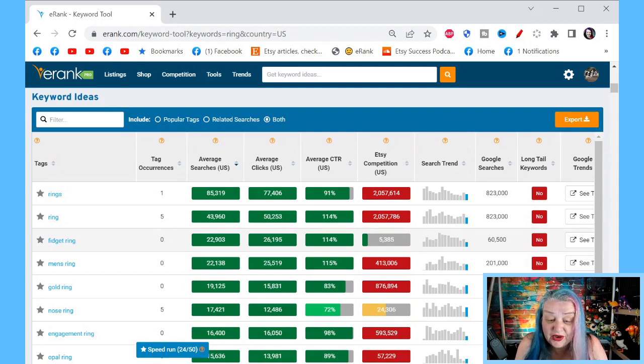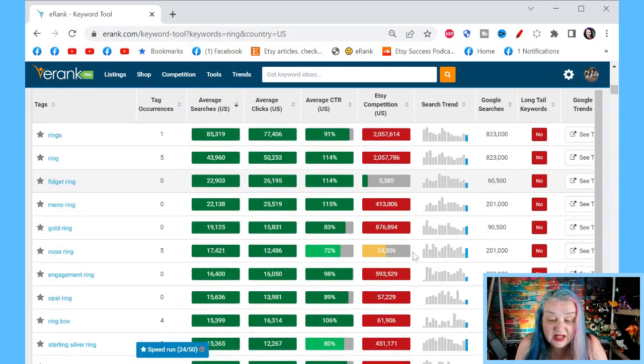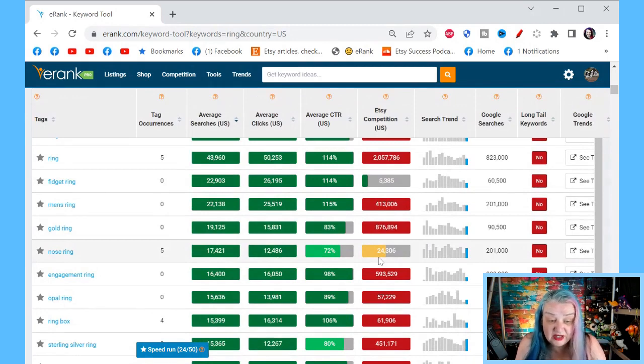So if you can make rings, can you make a fidgety one? Let's have a look. What else when we start looking down? Now again, here's another reasonable one. The keyword nose ring pops out at me because it's got a lot of people searching, not in the millions of the competition, so that's kind of good. And it sells all year round. So if you make jewellery, nose rings are popular too.